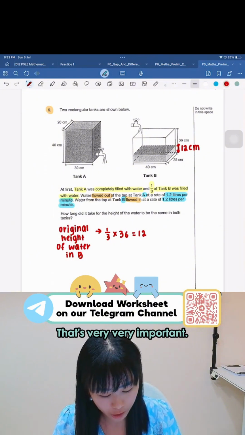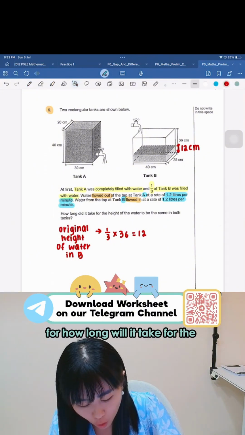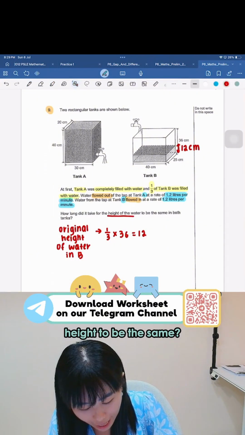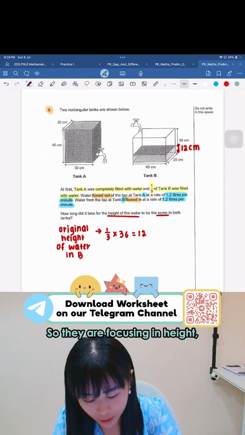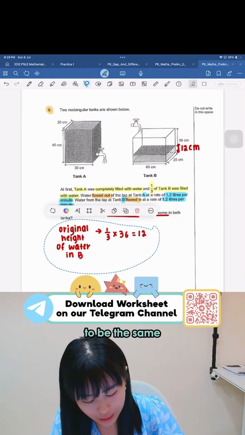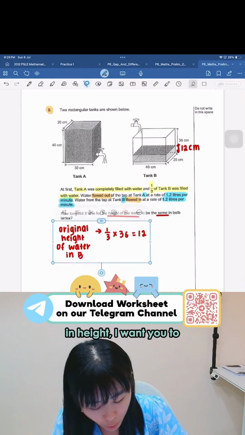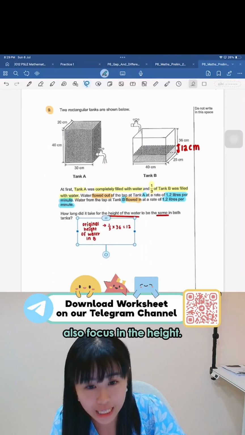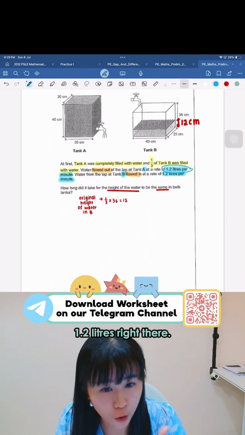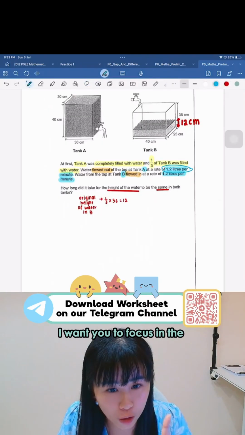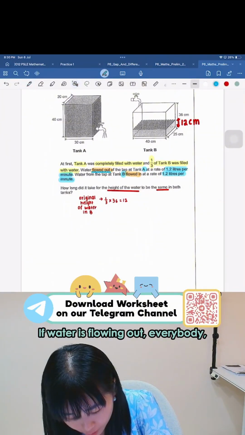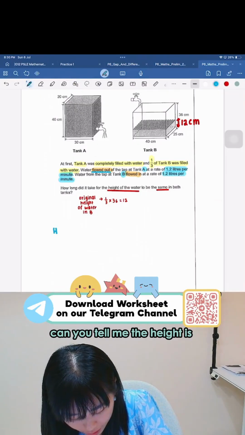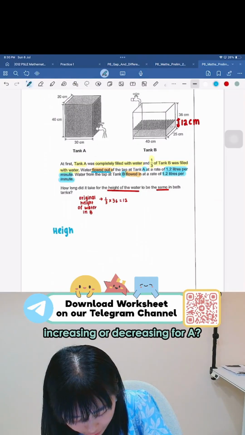That's very, very important. What happened is they asked us for how long will it take for the height to be the same. So they are focusing on height, right, everybody? They want the height to be the same. Now, if they are focusing on height, I want you to also focus on the height. Instead of focusing on the volume, 1.2 liters right there, I want you to focus on the height, increase or decrease. If water is flowing out, everybody, can you tell me the height is increasing or decreasing?